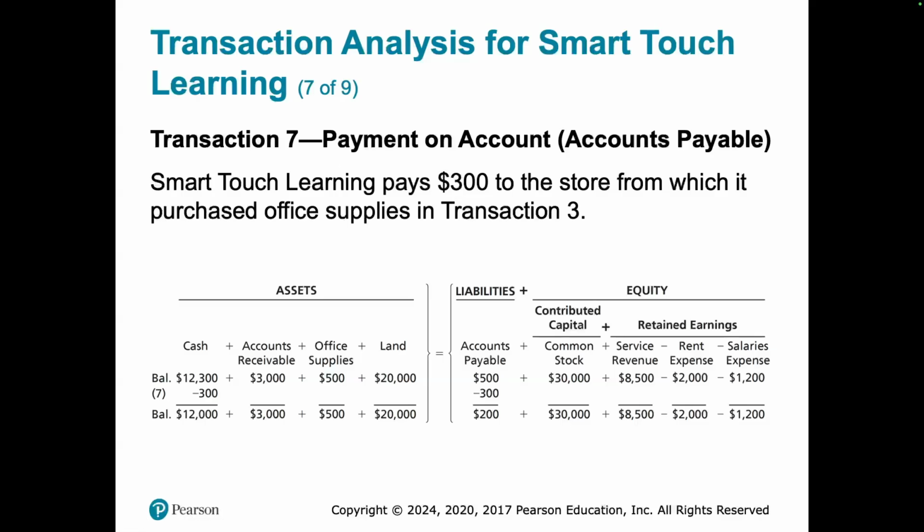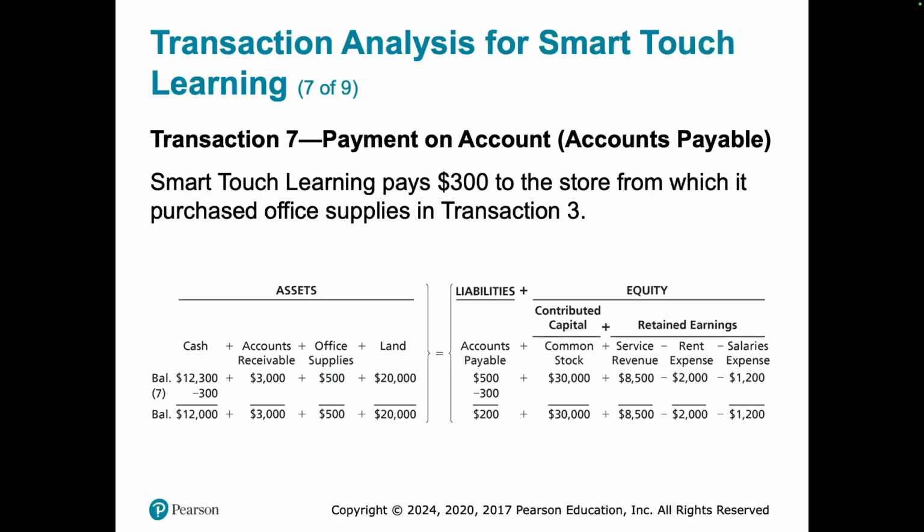So now that IOU we have, right? We have an IOU to another company. We start paying on that IOU. Smart Touch Learning pays $300 to the store from which it purchased office supplies in transaction 3. So now we're starting to pay down our IOU, our debt. This is the payment on our credit card bill, right? And so we made a $300 credit card payment, which lowers our cash, right? Now our cash goes from $12,300 to $12,000, but it also lowers our debt. So I have to make that credit card payment.